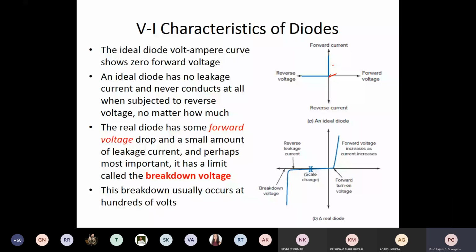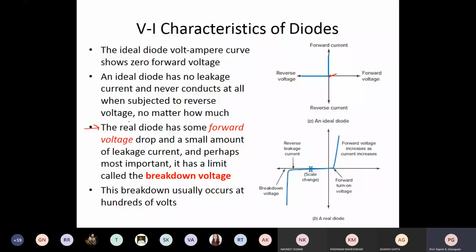But why ideal diode? Because it has got no leakage current. As you can see here, there is no current flow at all when it is reverse biased, and there is no forward voltage drop. So for an ideal diode, let us assume hypothetically that there is no barrier potential required to be overcome by the forward voltage, and so it immediately starts conducting as soon as the voltage becomes slightly positive, or even at zero itself it can start conducting. Okay, but an ideal diode does not exist. So we have the actual or the real diode, and this real diode has got some forward voltage drop.